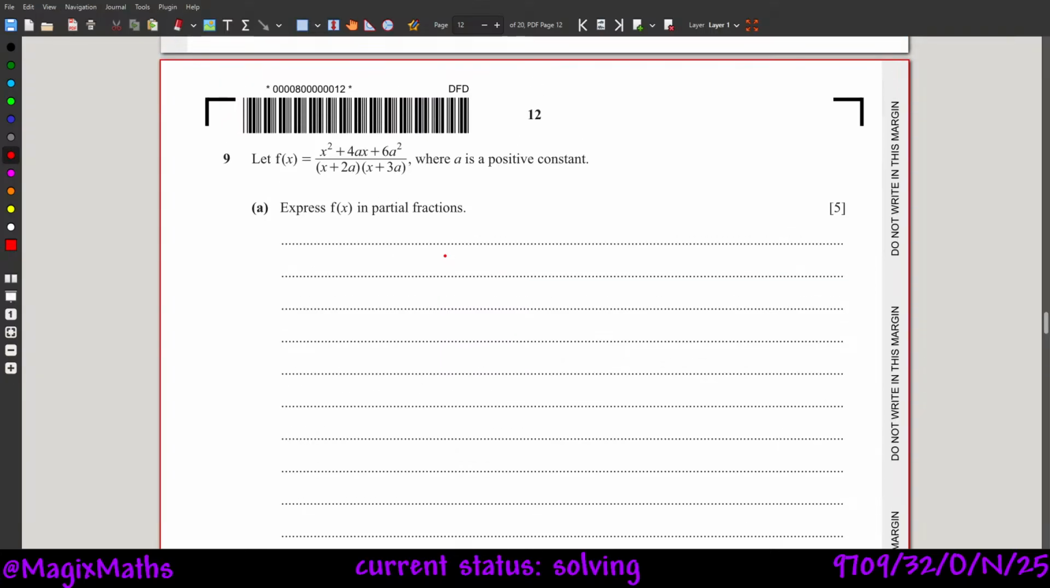Expressing function fx in partial fractions. Express fx in partial fractions. What can I do? I'm starting to forget how it works. So it should be A over something plus B over something plus C over something. But what about this?